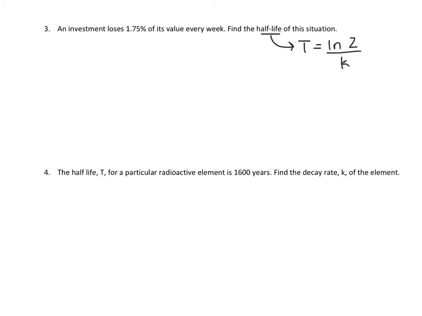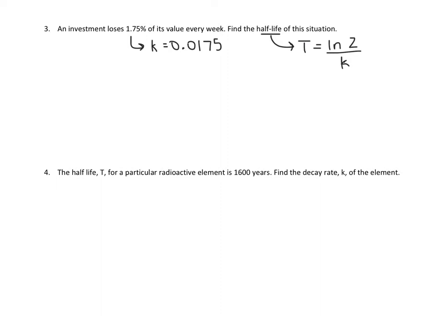In this case, our decay rate is 1.75%. Well, if we write that as a decimal, then K is equal to 0.0175. So here, in order to determine half-life, the only thing we need is K, our decay rate. Now, what exactly is the half-life?